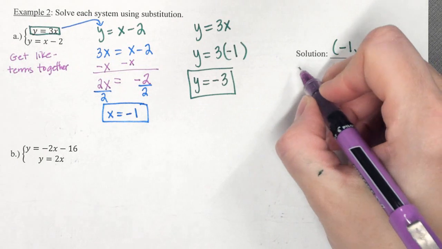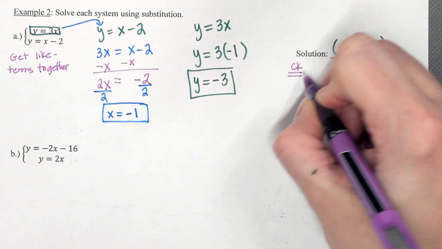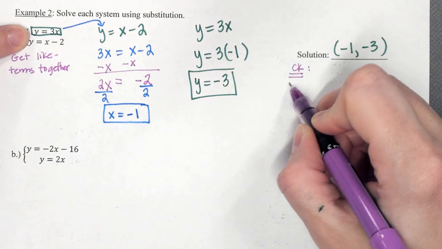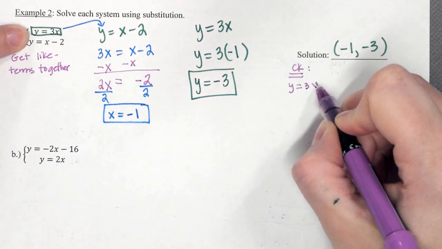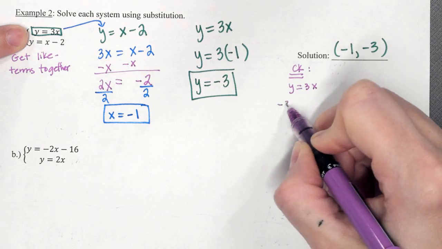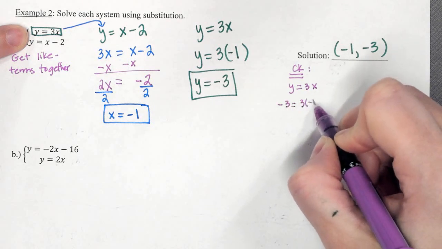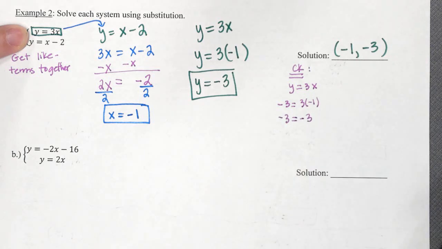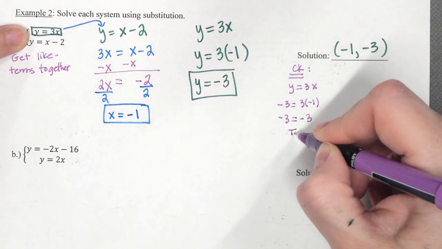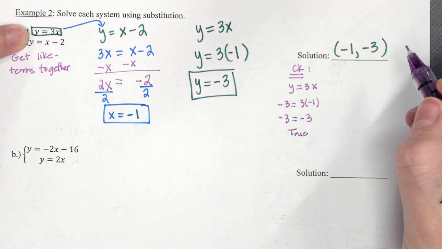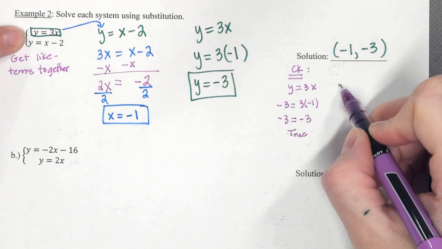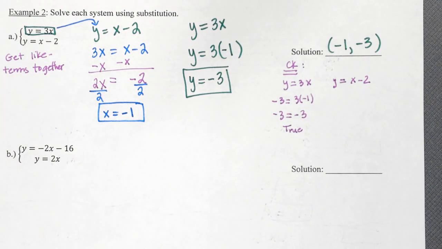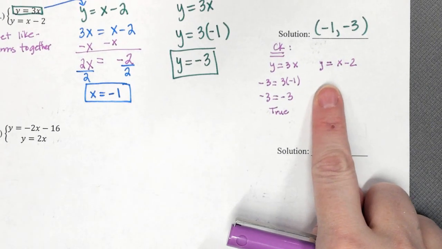Okay, and then again, if you want to check this, all you have to do is plug this in. So if you want to check y equals 3x, you're just going to plug in your y, your x, and see if both sides are the same. If both sides are the same, if you get true for both of them, you know that you did all of your math right. Okay, and then will you guys check the second equation for me?